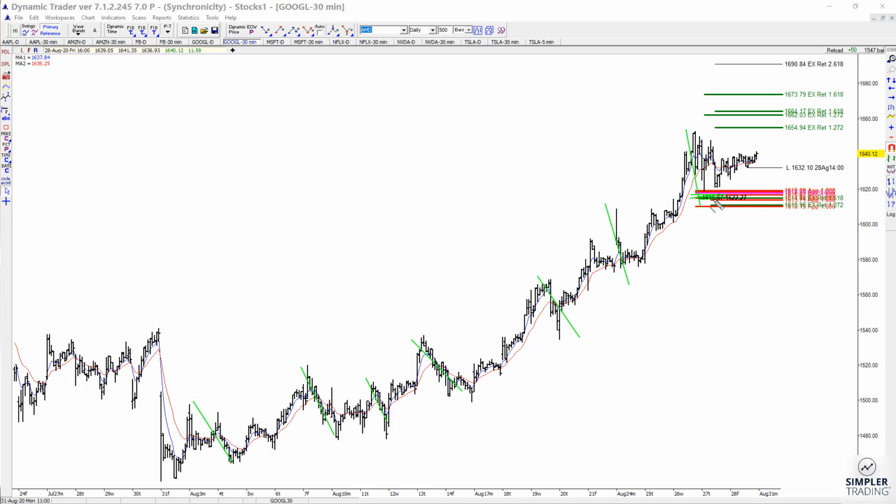So if we do continue to hold above symmetry, I am going to look for another swing up with minor targets of 1654 and then 1662 to 64. But if it starts coming back down below that symmetry support, then I would be out of this trade. Okay, but that's just an example of how you can trail up stops when you get involved in some of these setups.